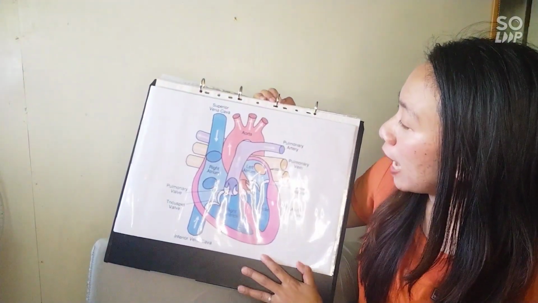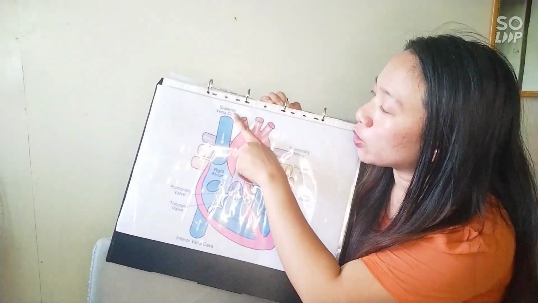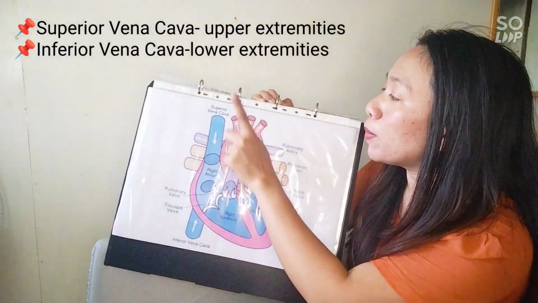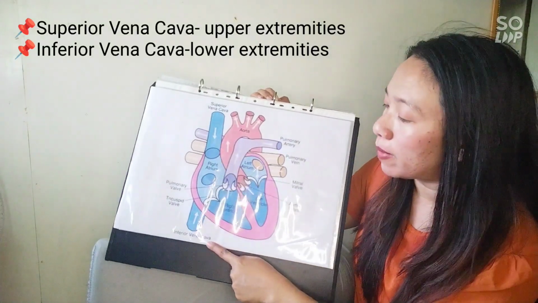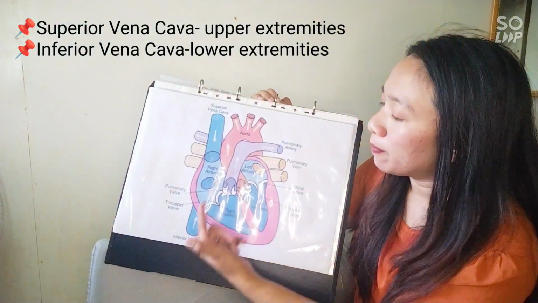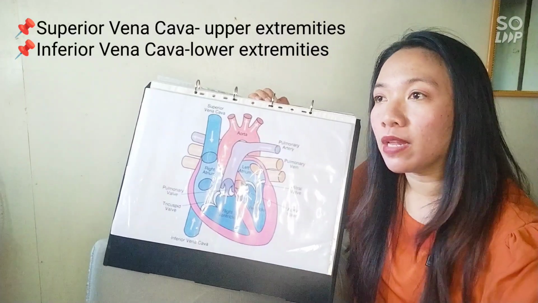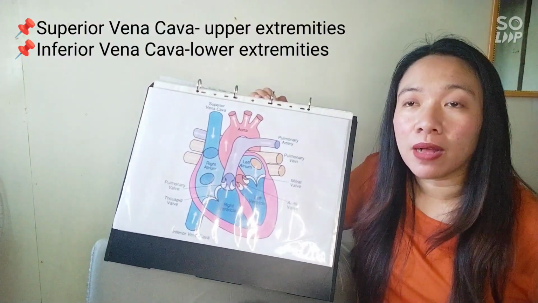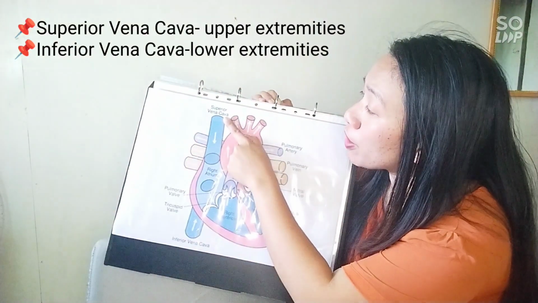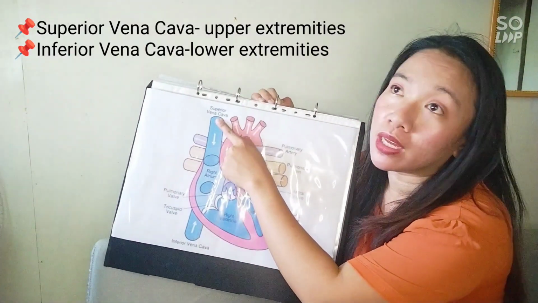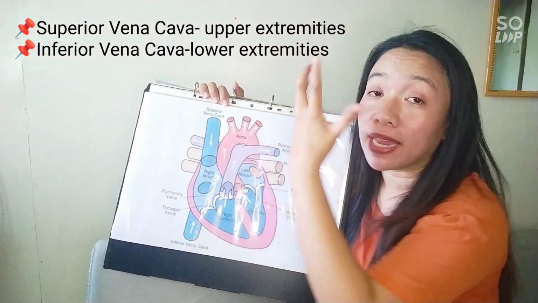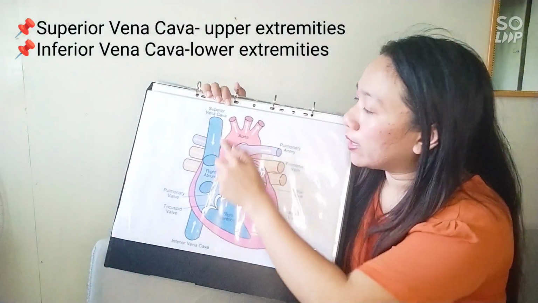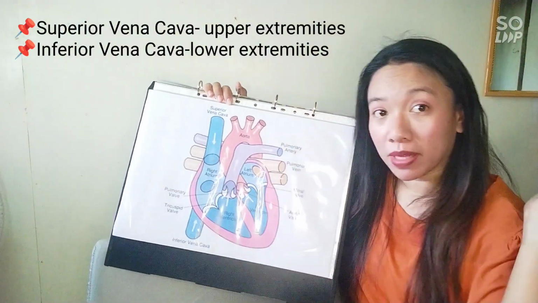Ano pa bang kailangan nating tandaan? This one, the superior vena cava and the inferior vena cava. So, itong superior and inferior vena cava, ito yung mga veins na, pag inferior, ito yung mga galing na blood sa ating lower extremities, ibig sabihin sa ating paa, sa ating mga legs. And then, ang superior vena cava, mostly, ito yung mga nagkakandak ng blood galing sa brain or sa head. Ayan, sa ating ulo, and then, papunta yun sa heart, sa upper extremities.